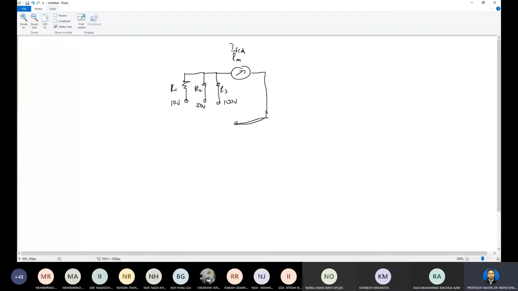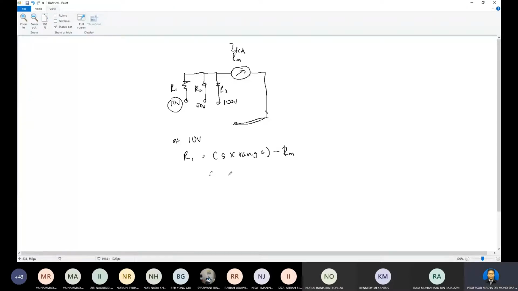You can connect to this one, for R1 or R2 or R3. For example, we start at R1. R1 at 10 means the 10 volts range. So R1 equals S multiplied by range, minus Rm. This is the formula to calculate R1.